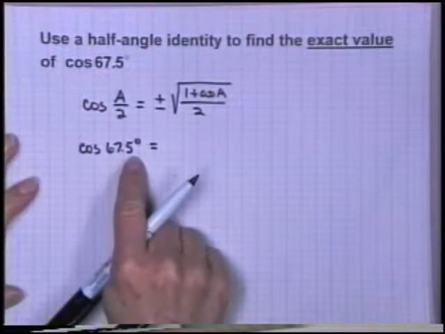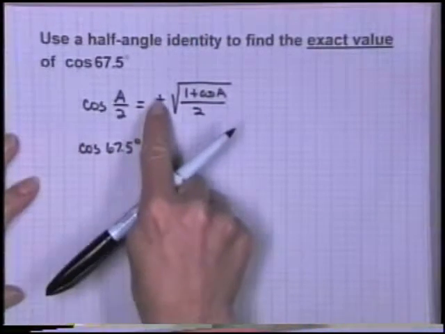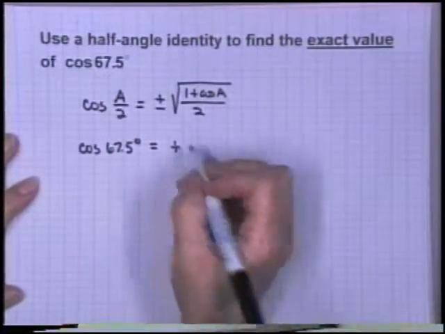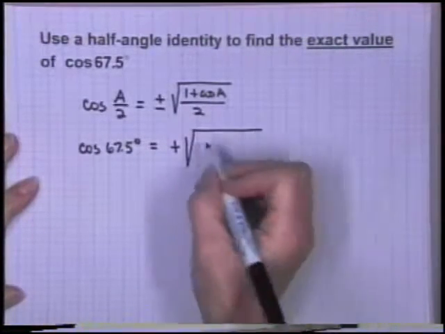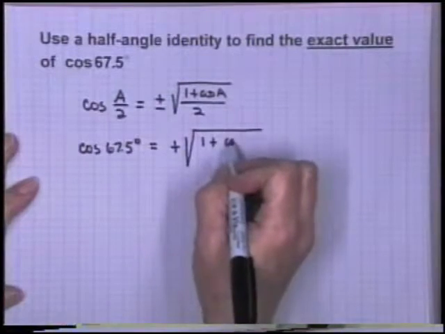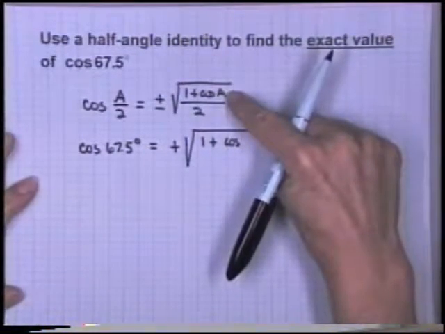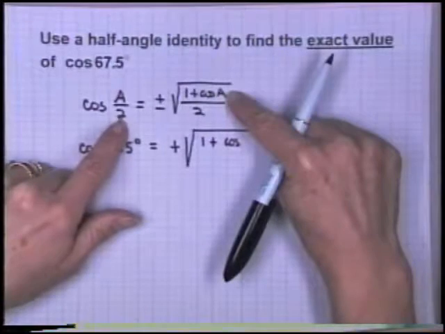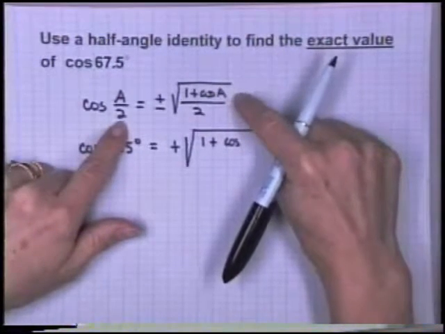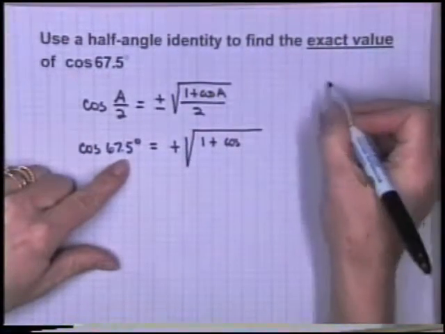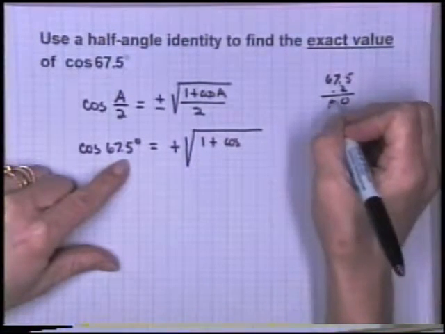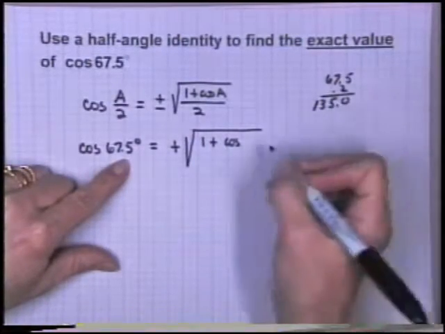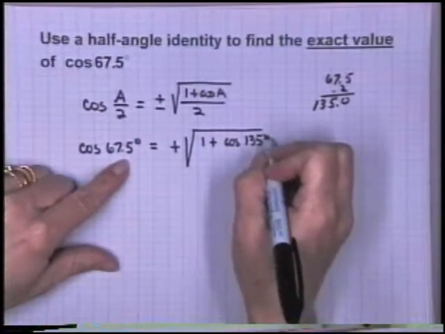Now, 67.5 degrees is in the first quadrant, isn't it? Since I'm in the first quadrant, I will choose the plus sign. So I'm going to write it down just to emphasize I've made that decision. Now over here we have 1 plus the cosine, and what needs to go here? Whatever is here, I multiply by 2 to get a, right? So let's take this 67.5 and multiply by 2. And I'm getting 135 degrees.